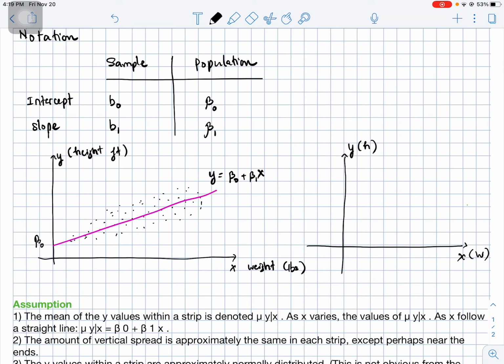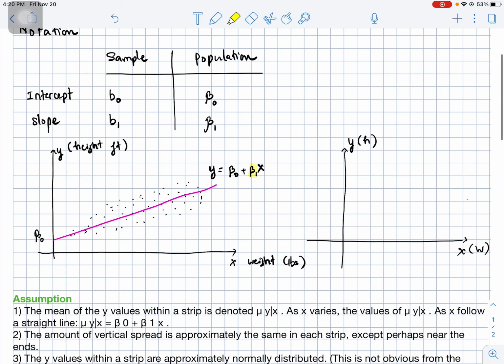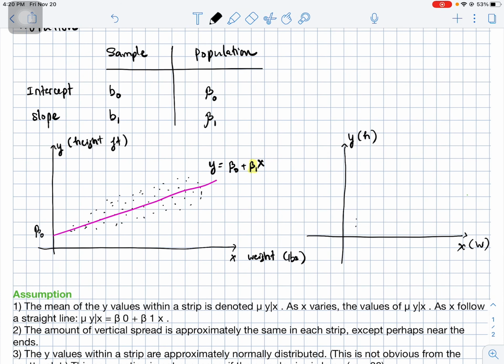And of course, it's very difficult to measure the weight and the height of everybody in the world. So we will focus on the slope, which is beta 1. How can we have an idea of estimating beta 1 in a very good approximation? We will take a sample of 20 or 30 people. For example, in this case, I will take 20 people.